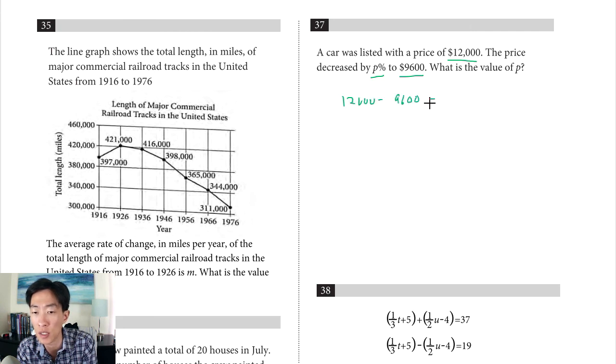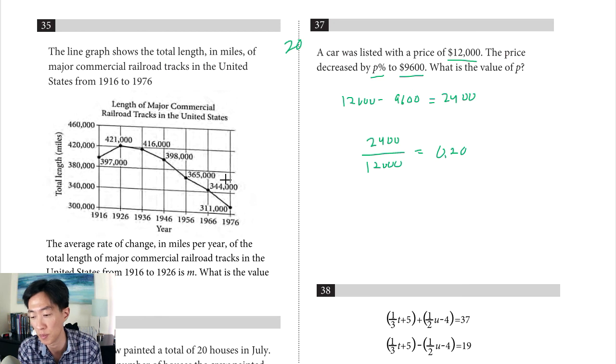Do that on your calculator. You're going to get 2,400. And then we want to know what fraction out of 12,000 is 2,400. So divide that, you're going to get 0.2, which is 20%, and that's the answer because P is already seen as a percent. So you don't have to bubble in 0.2. Just be careful about that.